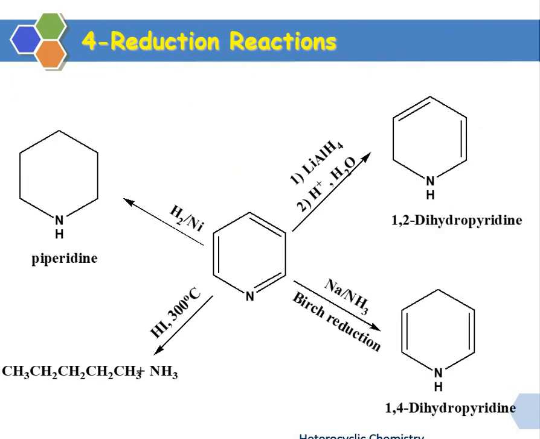For reduction reactions, you can see pyridine undergoes different types of reductions. In the presence of lithium aluminum hydride, it gives 1,2-dihydropyridine. In the presence of sodium and ammonia, known as Birch reduction, it gives 1,4-dihydropyridine. Under catalytic hydrogenation, it gives piperidine. At high temperature with HI, it forms an open-chain structure like pentane.